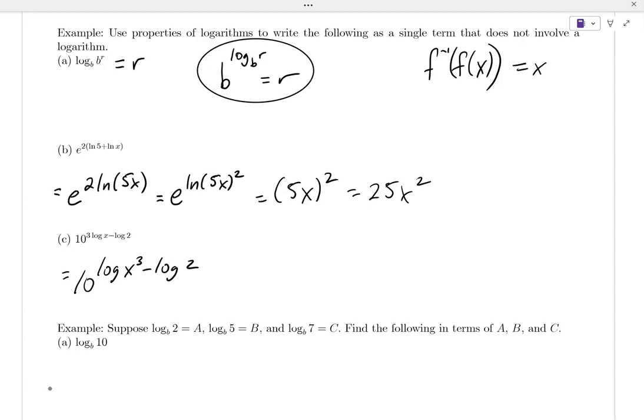So notice that's a little bit different than the previous example. The previous example had the 2 in front of the parentheses, so we took care of the sum first because it's inside the parentheses. But that 3 that's out in front of log x only applies to the log x. So I got to take care of it first before I do the division. When you take care of the division, what do you get up in the exponent then?